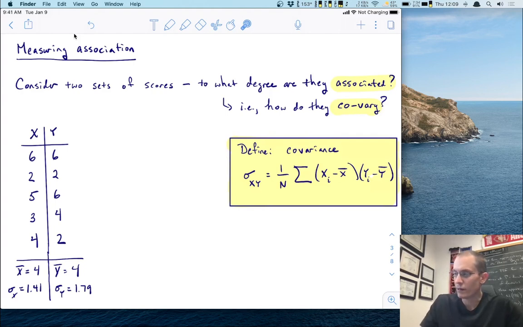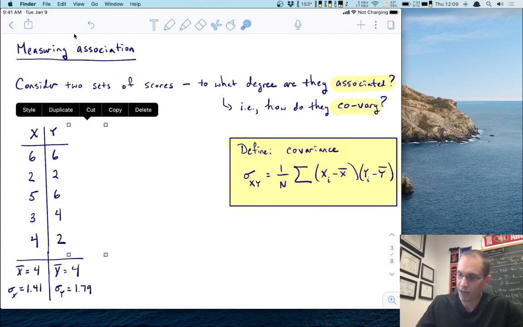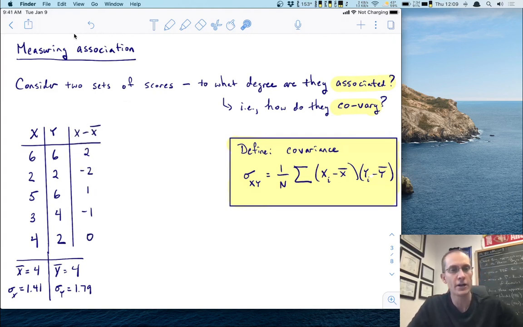Now my goal is to compute the covariance. To compute covariance, we look at this formula and try to unpack it. What it's asking us to do is find the deviation scores. x i minus x bar is simply, what do you get when you take 6 minus 4, 2 minus 4, 5 minus 4, etc. I've gone ahead and written this in this first column here. 6 minus 4 is 2. 2 minus the mean 4 is negative 2. 5 minus 4 is 1, etc. Those are the deviation scores for the x's.